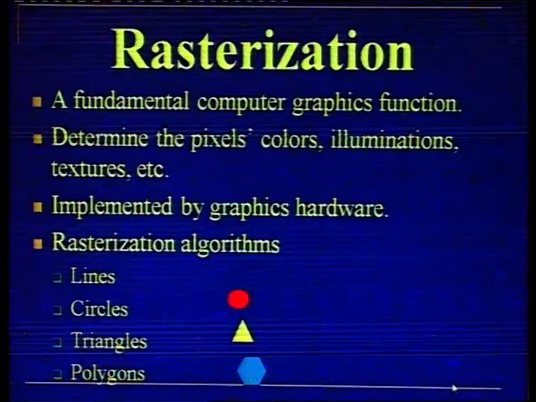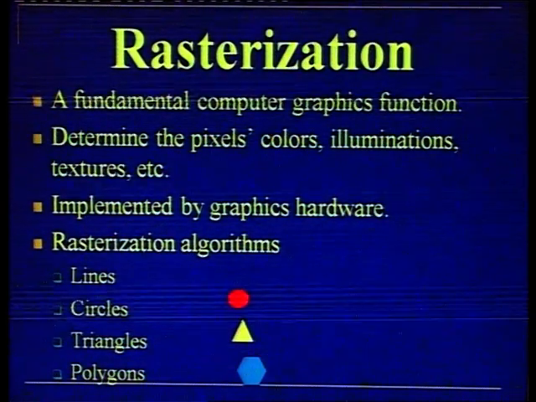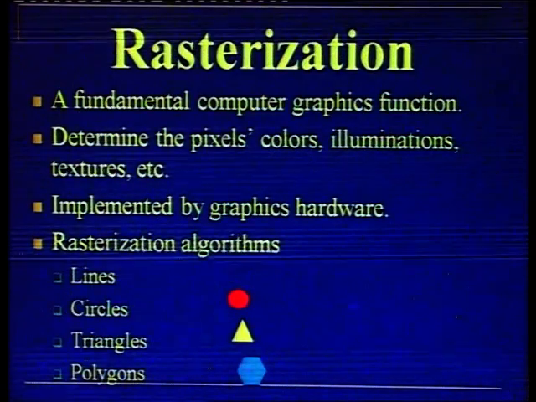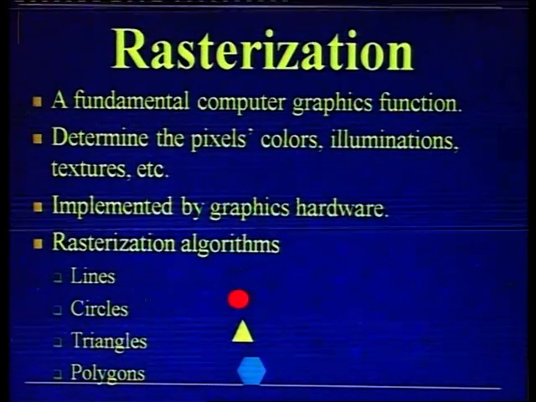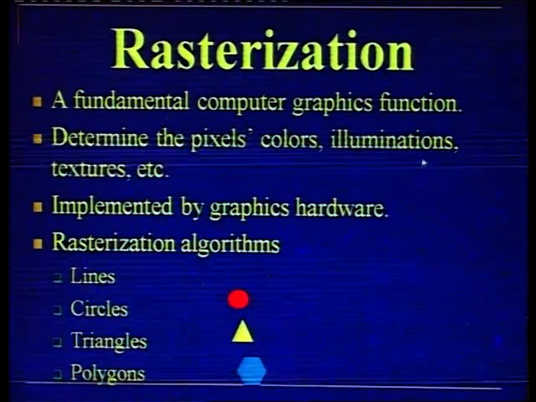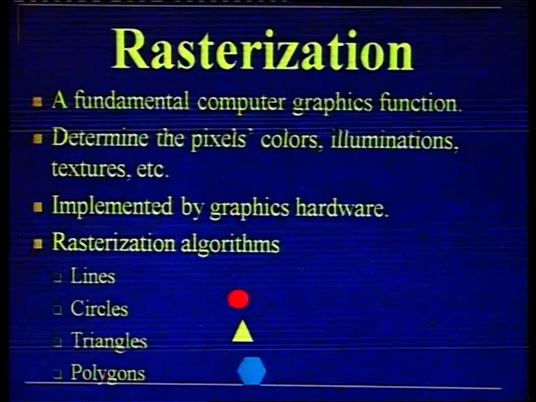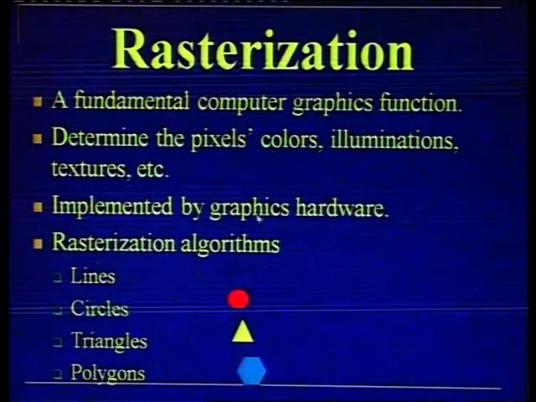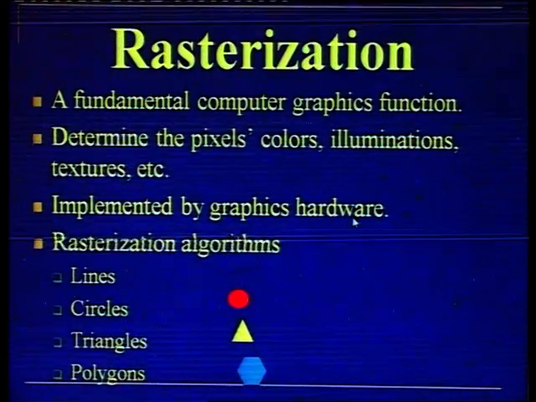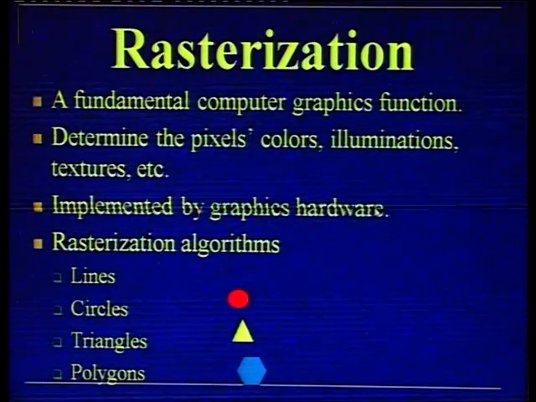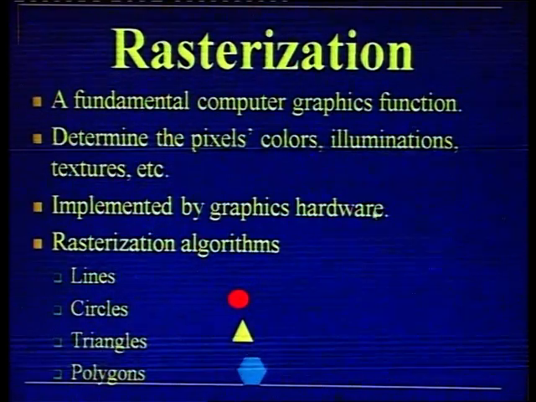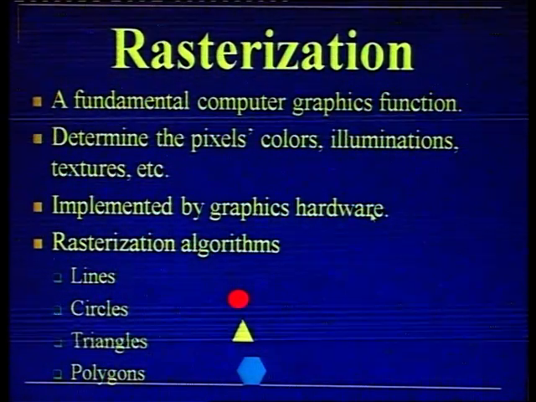Then rasterization is a fundamental computer graphics function which is used to draw the lines, the output primitives, the arcs, etc. Then it determines the pixel colors, illuminations, textures, etc. And this is implemented directly by the graphics hardware. The drawing exactly on the screen is implemented by the graphics hardware. Maybe that is CRT beams, maybe that is an electron gun, maybe that is an LCD, etc.